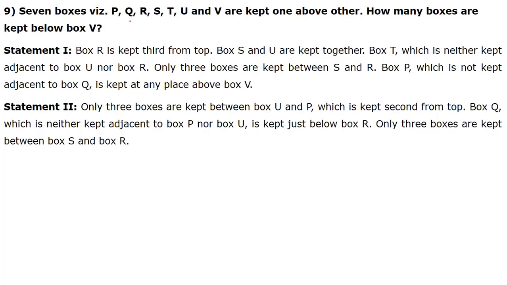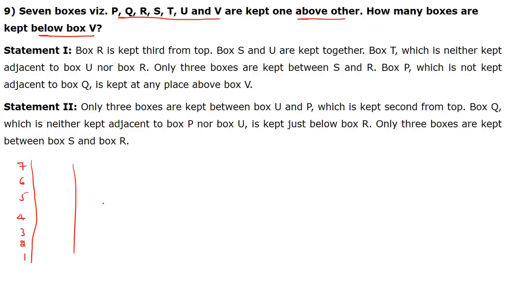7 boxes, that is P, Q, R, S, T, U, V, are kept one above the other. So there are 7 boxes, kept one above the other. How many boxes are kept below box V? We need to find out how many boxes are kept below box V. Let me write it here: 7, 6, 5, 4, 3, 2 and 1.